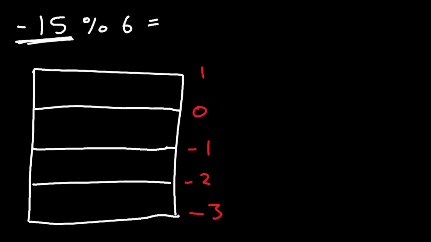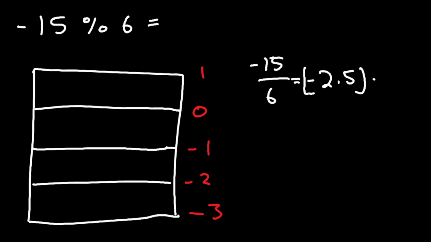Now, we will be doing mods with negative numbers. So, let's go ahead and start this off again. So we have negative 15 divided by 6, right? That's the first step in the analytical method. And we get negative 2.5. What happens if we floor this? Well, if we floor negative 2.5, it's actually negative 3.